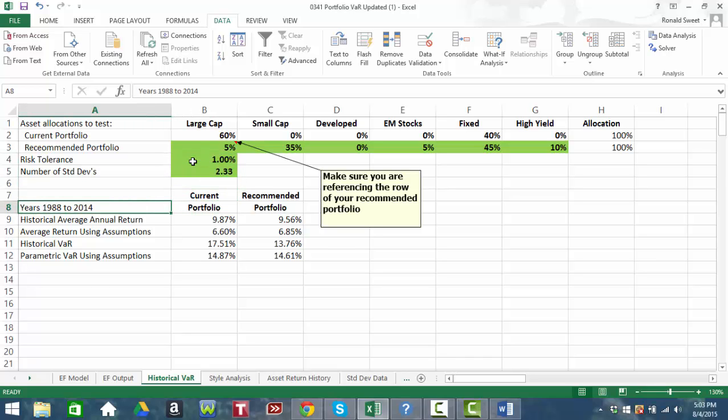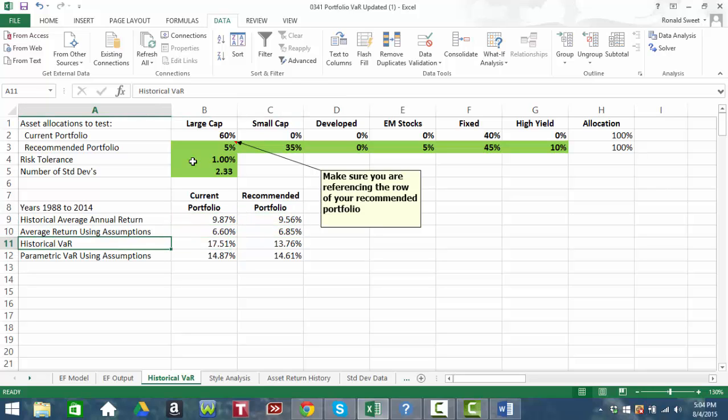And then what we do here is we're using annual data, and it shows you, if you look back from 1988 to 2014, your current portfolio actually had a slightly higher return than your recommended portfolio. Using our assumptions, you can see our assumptions think that our portfolio going forward is going to have a higher return than the current portfolio. Very few financial planners will actually show this because obviously it's a little bit embarrassing to say that our assumptions assume something very different than the past.